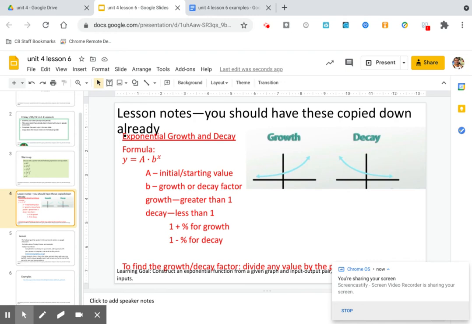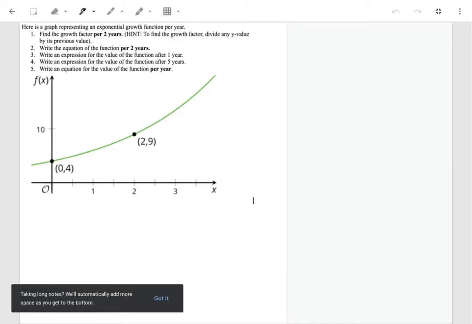All right, lesson 6. Let's go ahead and look at our examples now. Here's our first set of examples, 1 through 5. So here is a graph representing an exponential growth function per year. You can see based on the shape of the graph that it is definitely an exponential growth situation.